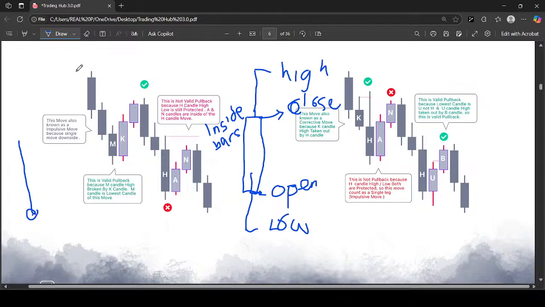So as a smart money trader, when I want to draw my structure, maybe lower high, lower low, lower high, lower low, I count this as an impulsive move. This is a lower low. This pullback is an accurate pullback. This is a lower high.